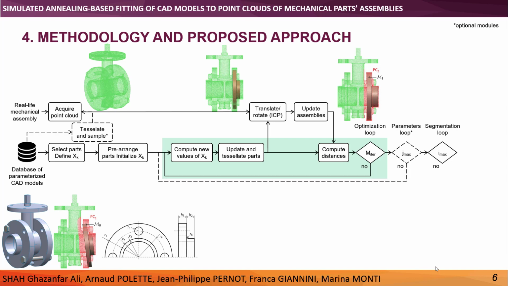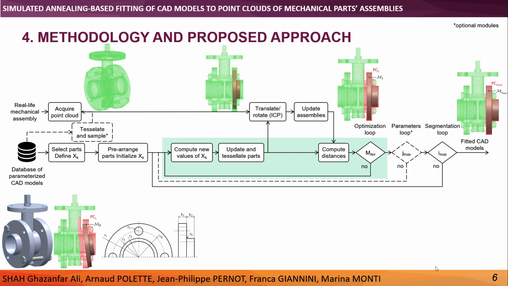So after running the segmentation loop, we have our fitted CAD model. It could be a single part or it could be an assembly. For multiple parts, we can perform the same optimization loop. Also, we can now compute the deviations.